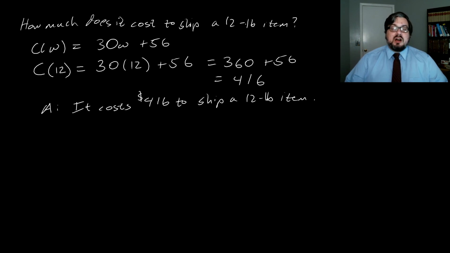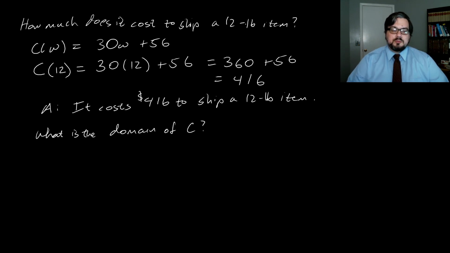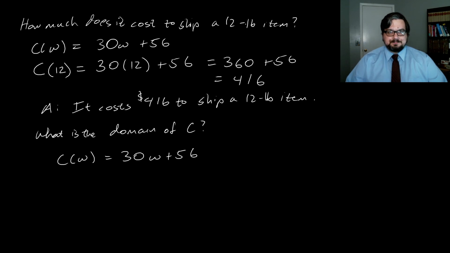If I wanted to know the cost to ship a 20-pound item, I would plug 20 into this function and find C of 20, or C of 17 for a 17-pound item, or anything else that I liked. As a little bonus that wasn't in the original problem, let's ask, what is the domain of C? Well, let's look at that this way. We got C of W is 30W plus 56.